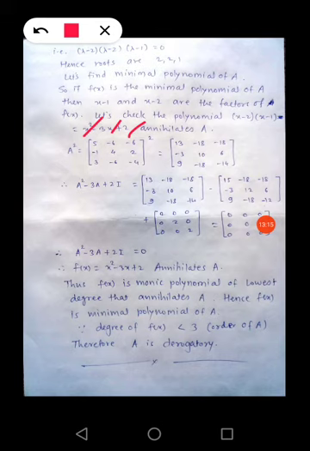A square minus 3A plus 2I is equal to the matrix 13, minus 18, minus 18, minus 3, 10, 6, 9, minus 18, minus 14, minus 3 times A, that means 15, minus 18, minus 18, minus 3, 12, 6, 9, minus 18, minus 12, plus 2 times identity, which is nothing but 2, 0, 0, 0, 2, 0, 0, 0, 2.